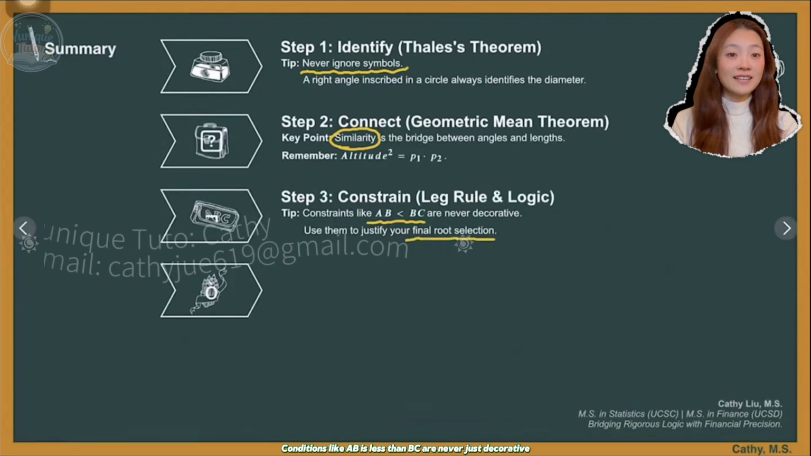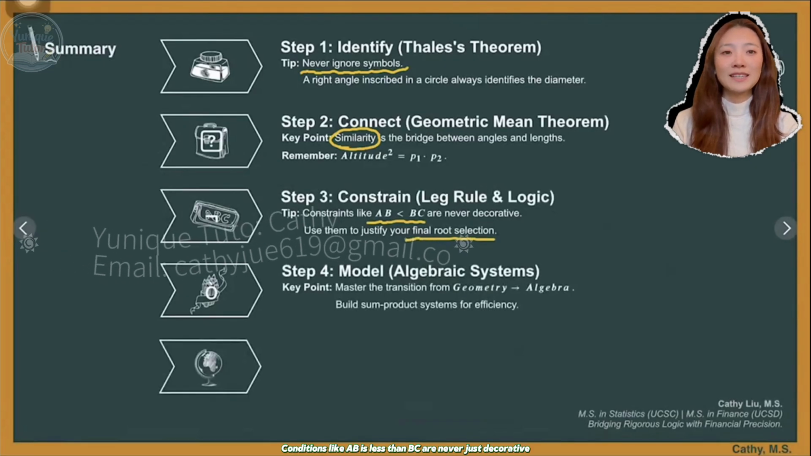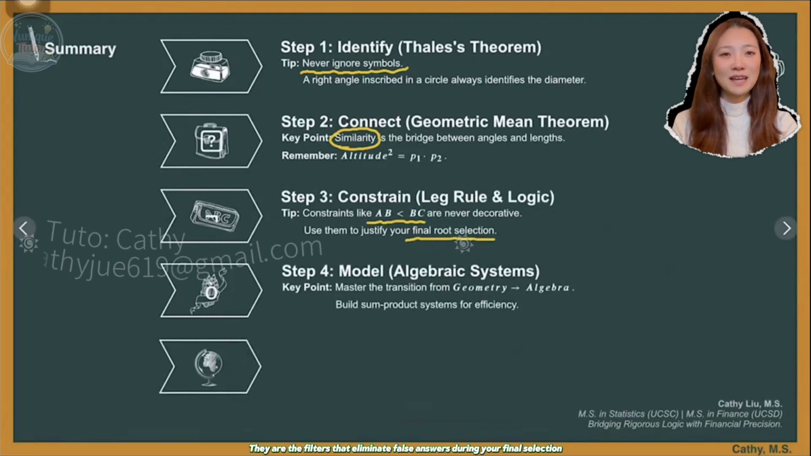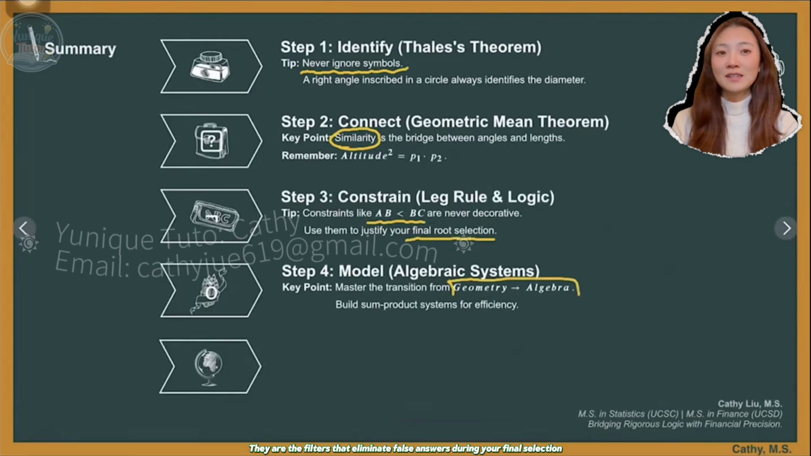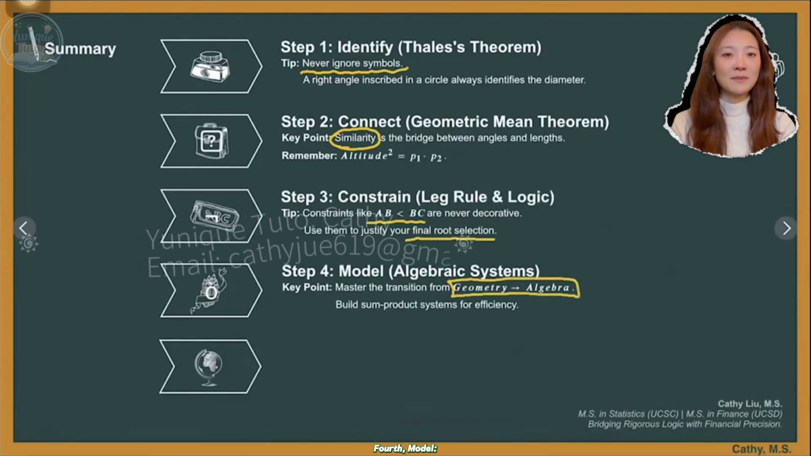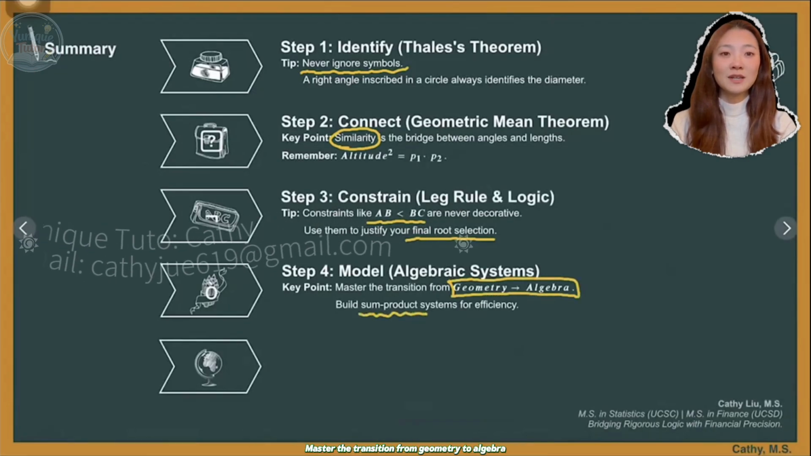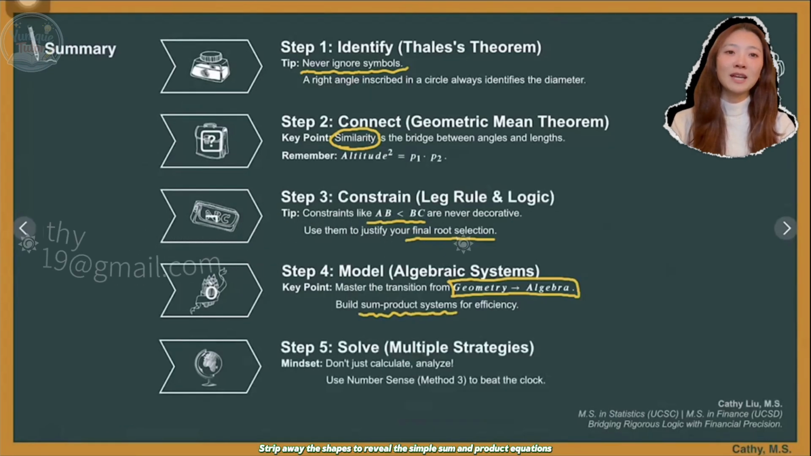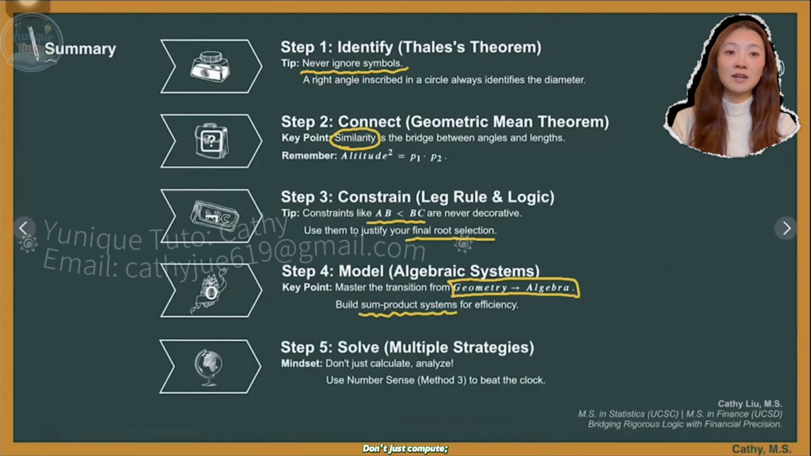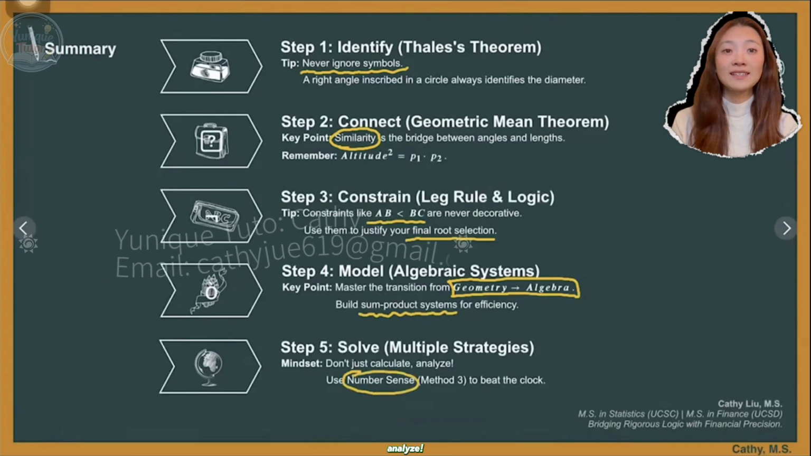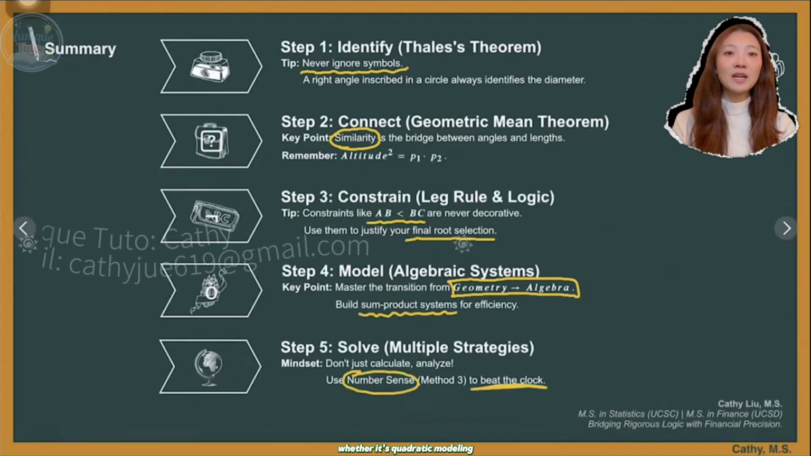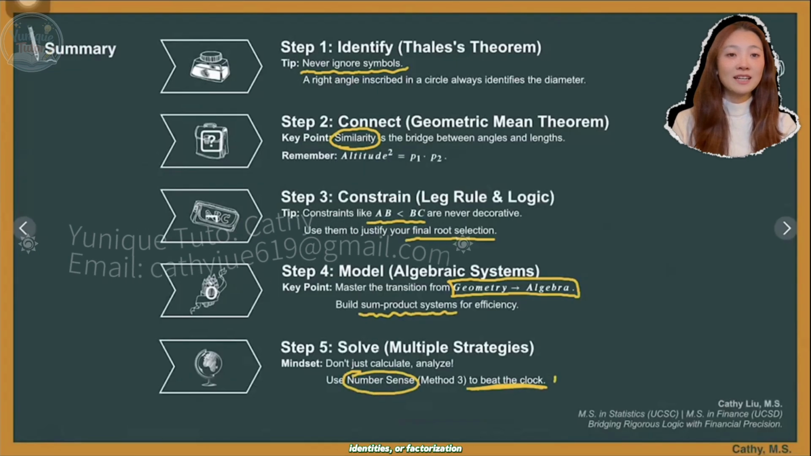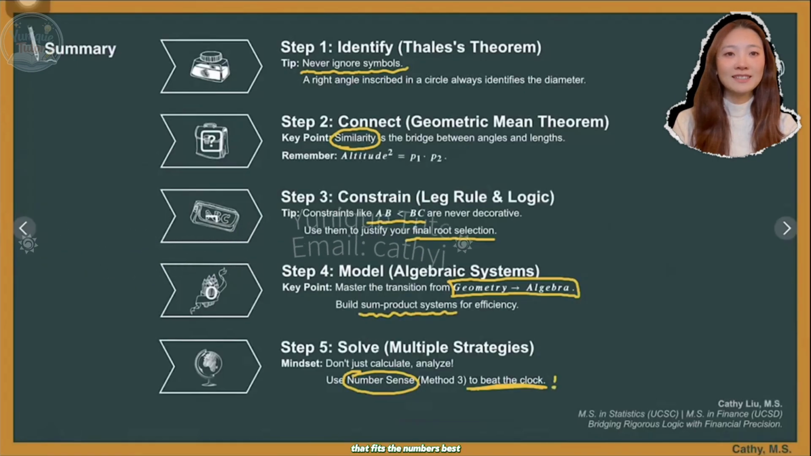Third, constrain. Conditions like AB is less than BC are never just decorative. They are the filters that eliminate false answers during your final selection. Fourth, model. Master the transition from geometry to algebra. Strip away the shapes to reveal the simple sum and product equations. And fifth, solve. Don't just compute. Analyze. Pick the weapon, whether it's quadratic modeling, identities, or factorization, that fits the numbers best.